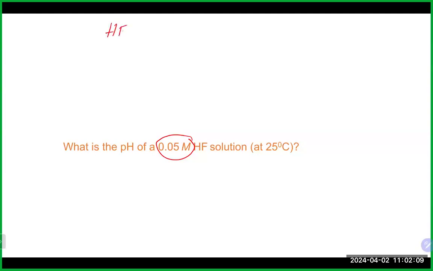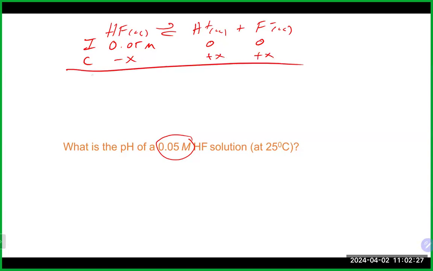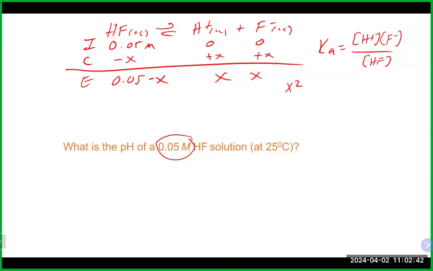We would approach the problem the same way. It would be a very similar ICE table, except obviously our initial concentration is different. We would have 0.05 molar. These would still be zeros. This would be minus x, plus x, plus x. 0.05 minus x, x, and x. Just like we did on the previous problem, we will put this into our equilibrium expression, our Ka value, and that'll give us x squared divided by 0.05 minus x. And once again, we'll use the same K value that we had, which was 6.4 times 10 to the minus 4.